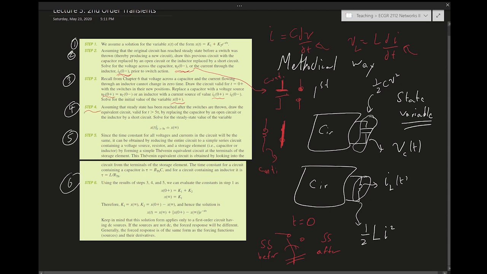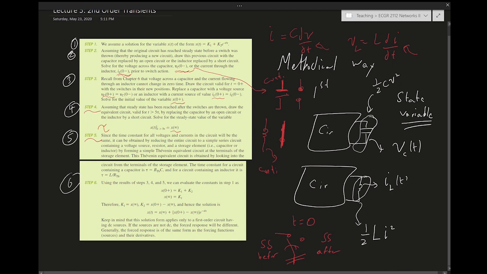Step 4 involves finding the steady state solution for the variable. The steady state solution, again, is easy. Steady state solution is x at infinity, and again we go back to the circuit and we apply the rule of thumb, the rule that capacitors are open circuits and inductors are short circuits. Okay. Step 5 involves finding tau, right?